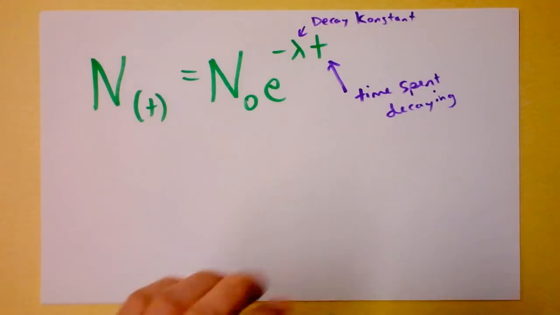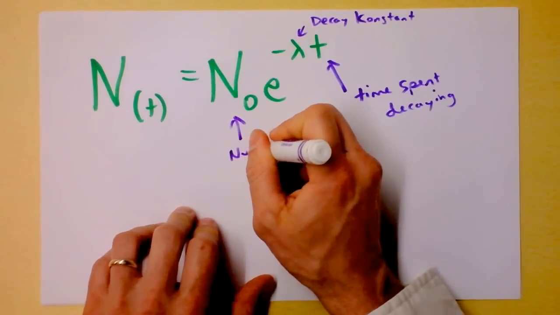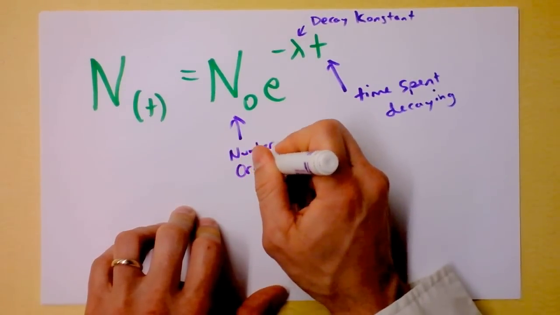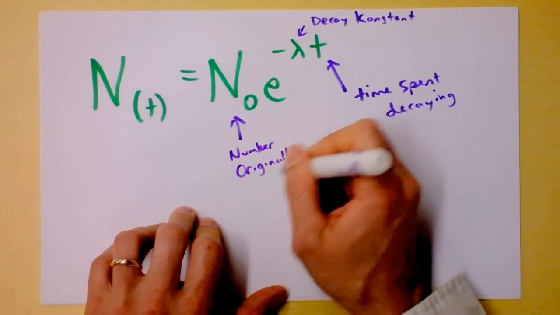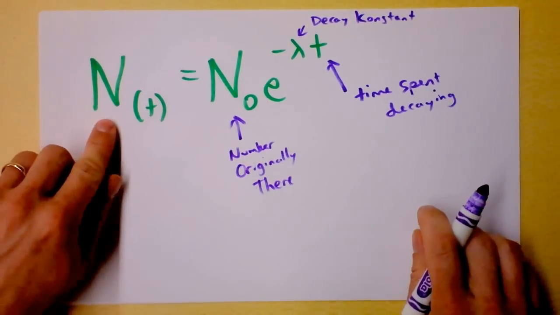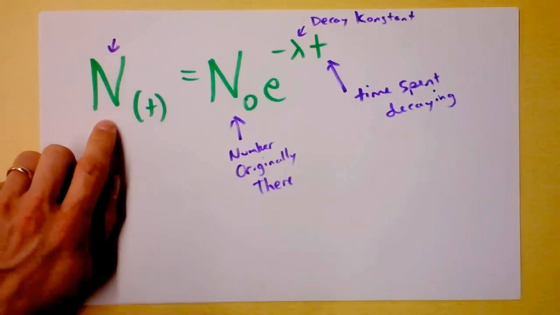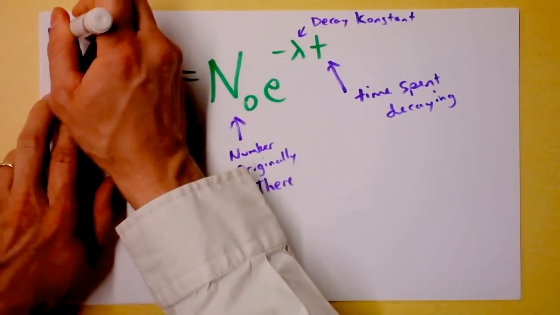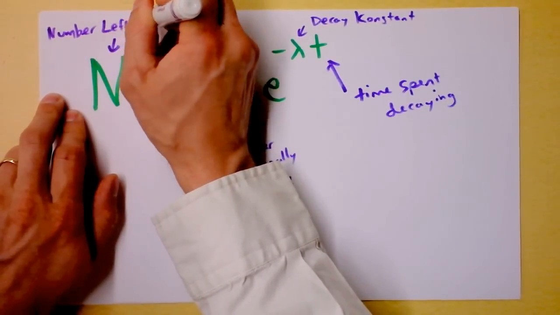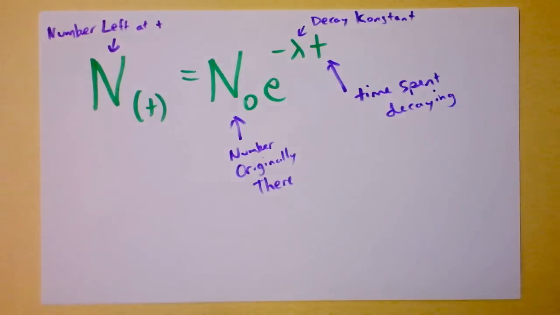This is the number of particles or rabbits that you started with, the number originally there. Okay, that was phrased kind of awkwardly. And this guy right here has to be the number later on. This is the number at time t. I'll just say the number left at time t.